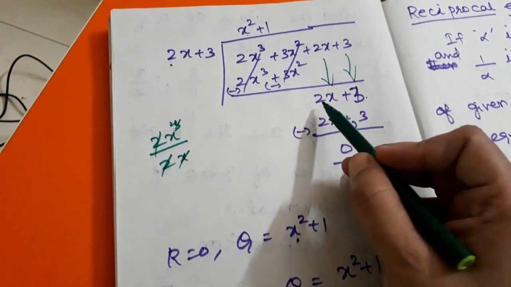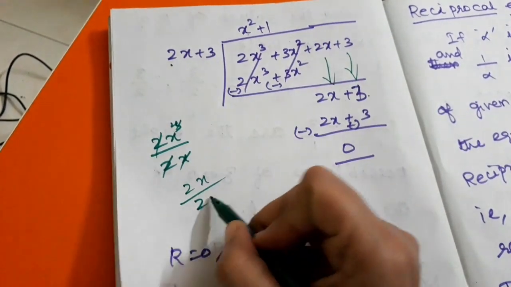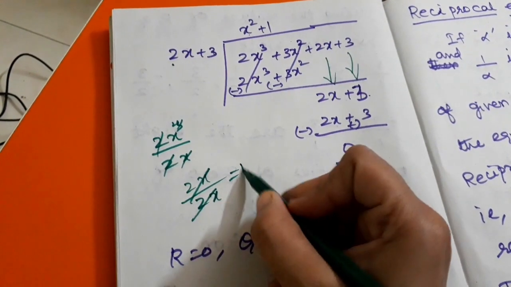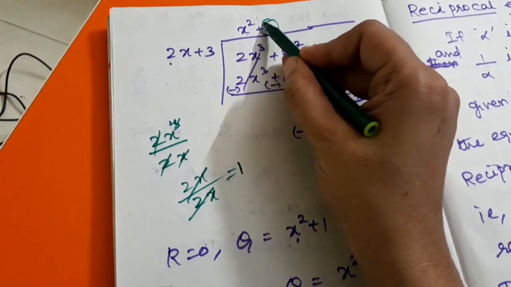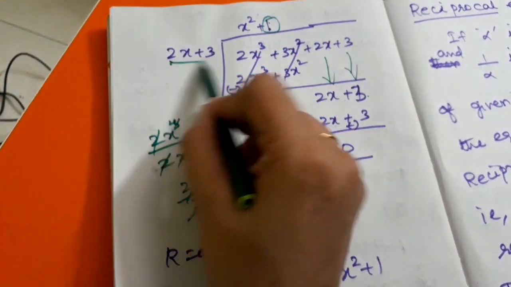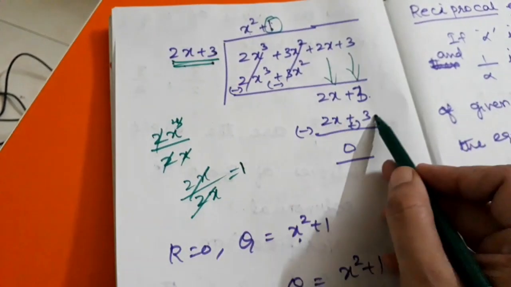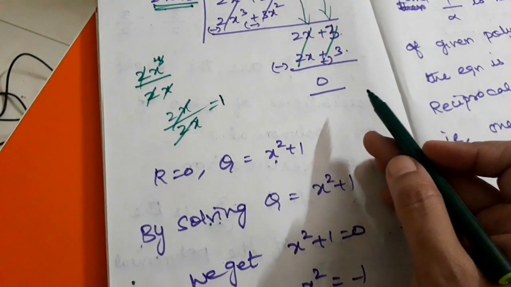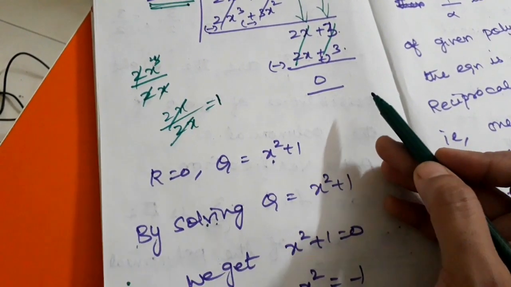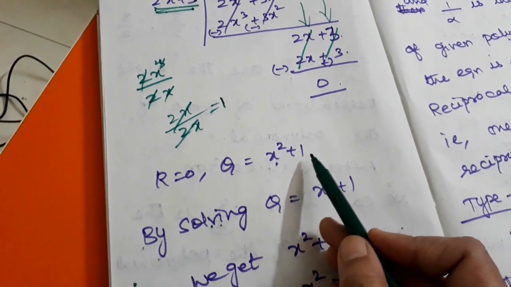So now I want to divide the first term 2x by this 2x. So 2x can be cancelled. The answer is 1. Here I want to write 1. So I should multiply with this 1: 2x plus 3 into 1 is 2x plus 3. So both the terms can be cancelled. You will get 0. Then the remainder is 0 and the quotient is x square plus 1.